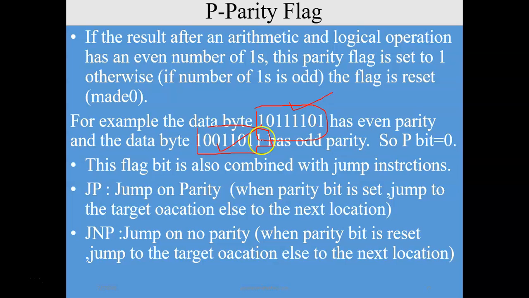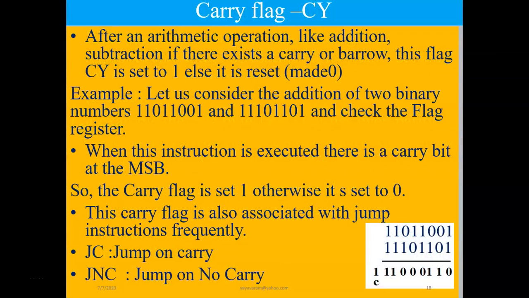Similarly, this is also used for control applications. That is, it will be used along with the jump instruction, JP, jump on parity. If the parity bit is true, jump to the location indicated by the target address. Jump on no parity: if there is no parity, you jump. Else, you continue with the next instruction. This is called parity, or parity flag, or parity bit.